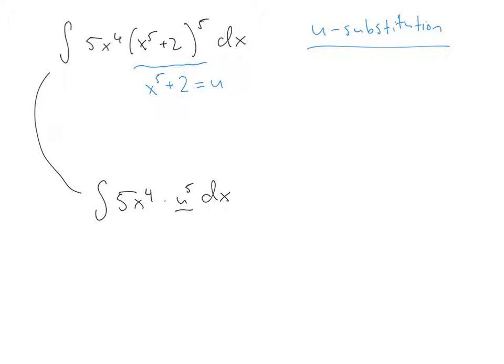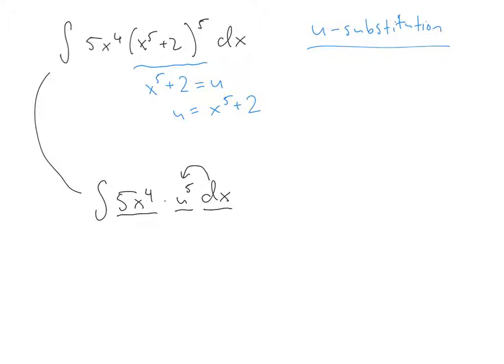Now we have a u to the fifth and a 5x to the fourth, and x and u are not the same variable, and we're taking the antiderivative with respect to x. So we want to change this so that now we're taking the antiderivative with respect to u instead of with respect to x, and here's how we do that. We're going to take this equation and just flip it around, u equals x to the fifth plus 2, because that'll make it more clear what we're doing here.